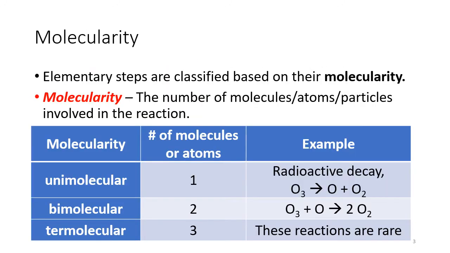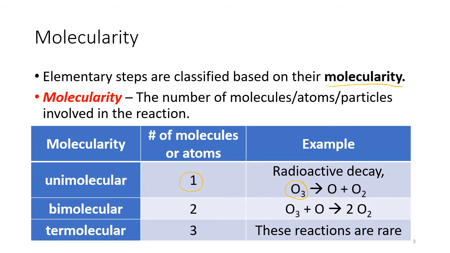The individual elementary steps of a mechanism are classified based upon their molecularity. The molecularity is the number of molecules or atoms that are involved in that individual step. So if we have a unimolecular reaction, that would mean you have one reactant. We could imagine you have something decomposing or decaying. In this example, we have O3 breaking down into atomic oxygen and O2, which is molecular oxygen. But on the reactant side, we just have one species. So this would be a unimolecular reaction.